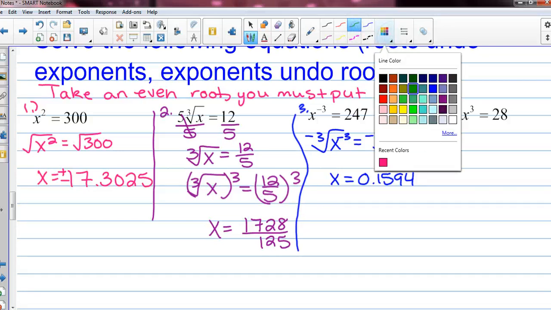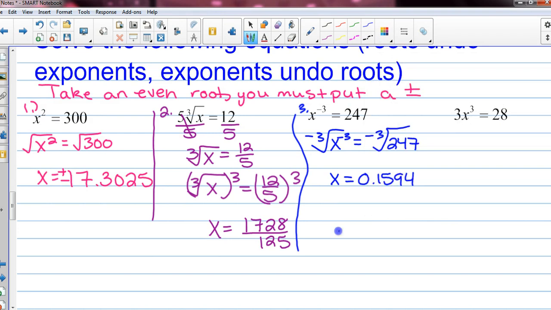All right. Example 4. First of all, the x cubed is not by itself. I need to get it by itself. To do that, I need to divide by 3. All right, now that the variable and the exponent are by themselves, I need to undo a cube. To undo an exponent, you use a root. So I'm going to take the cubed root.